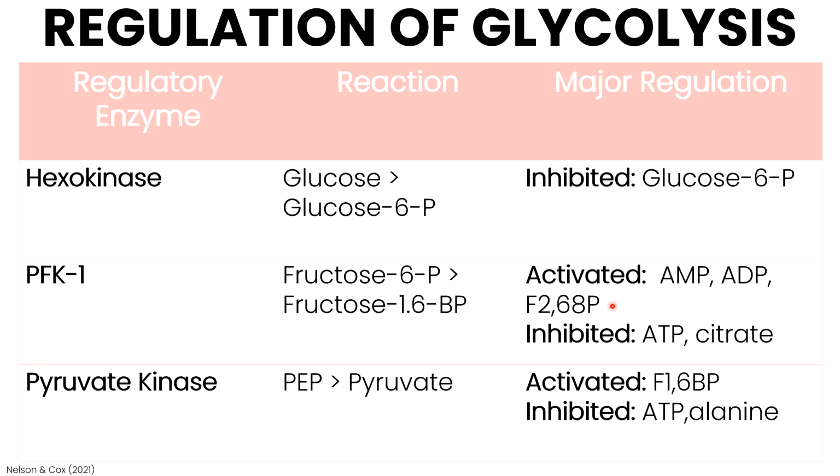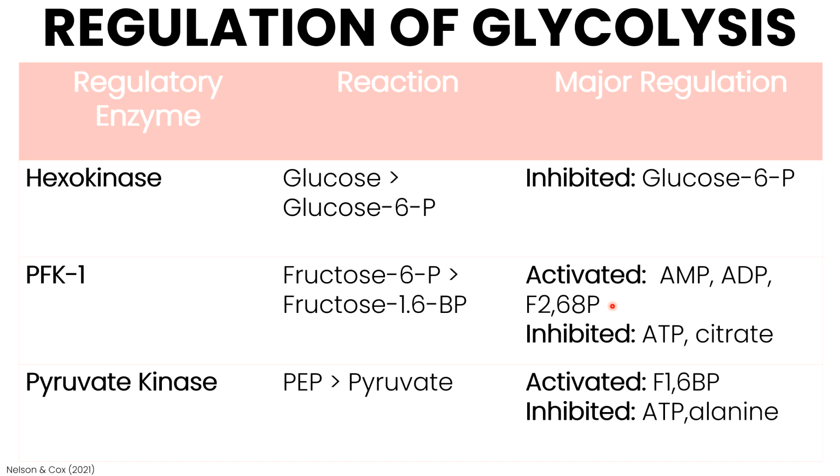PFK1 is also strongly activated by fructose 2,6-bisphosphate. The most important thing for you to remember is that this regulator in particular, we're going to return to it. Because after we introduce gluconeogenesis, fructose 2,6-bisphosphate will then help coordinate the activity of these two opposing pathways.